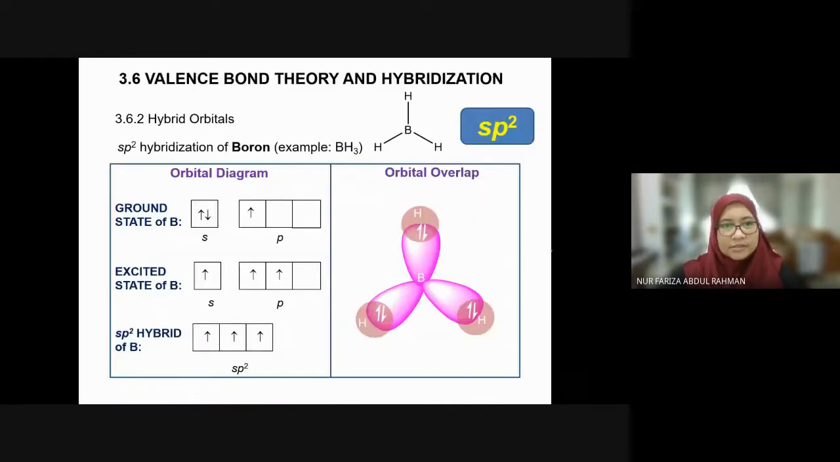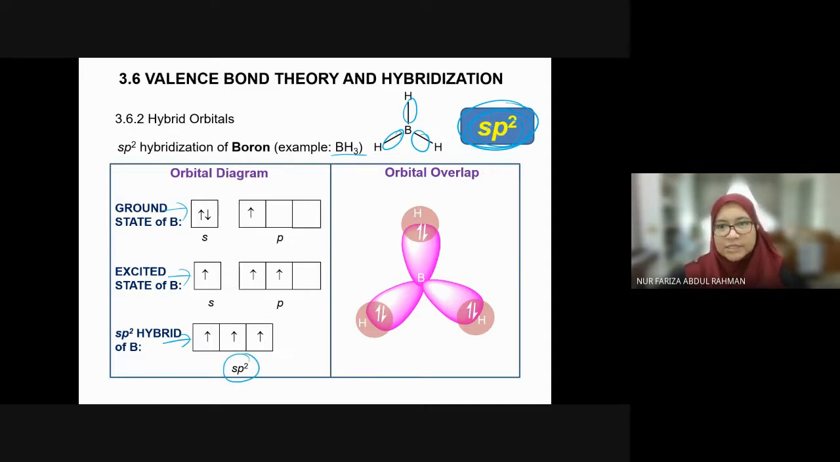Then kita ada sp2. So just now we have sp3. Next we have sp2. So sp2 having all single bond. Example of sp2 is BH3, boron trihydride. This is boron ground state, and then this is the excited state, and then it will form sp2. That's why you have sp2 here.